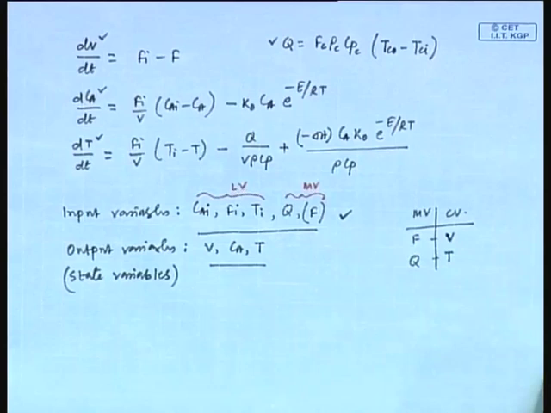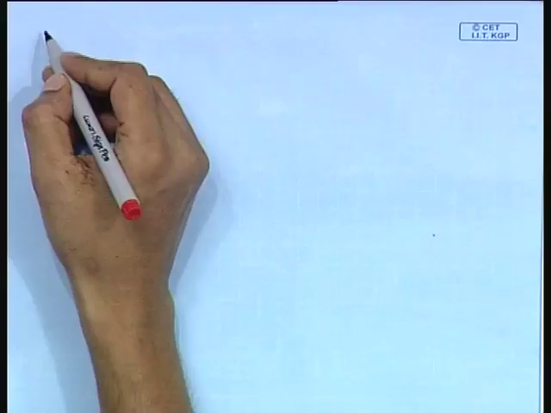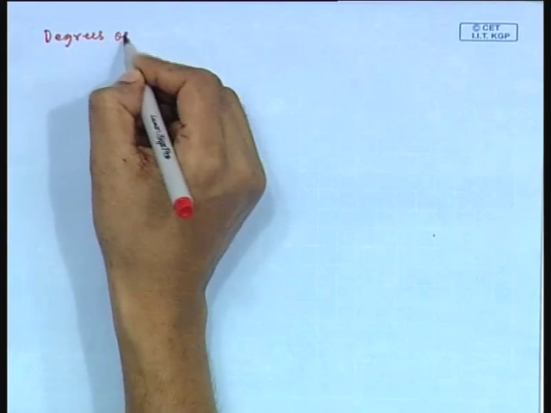So this is the development of the model structure for the example CSTR, and we have seen the different variables which are involved in this example CSTR. Before going to discuss another system, we will study the degrees of freedom analysis. So we will next study the degrees of freedom.